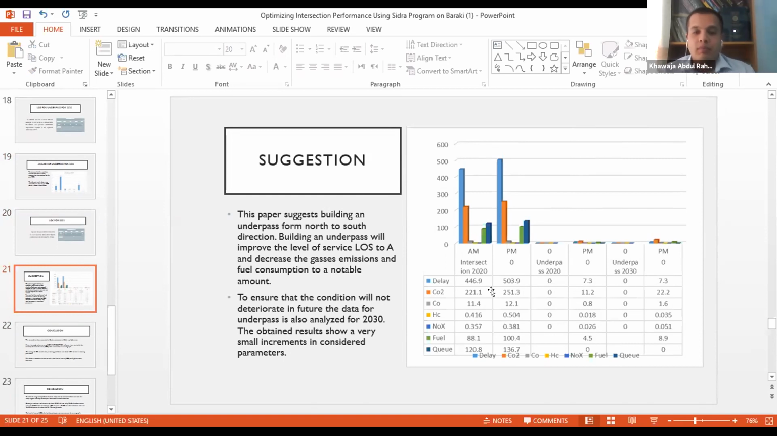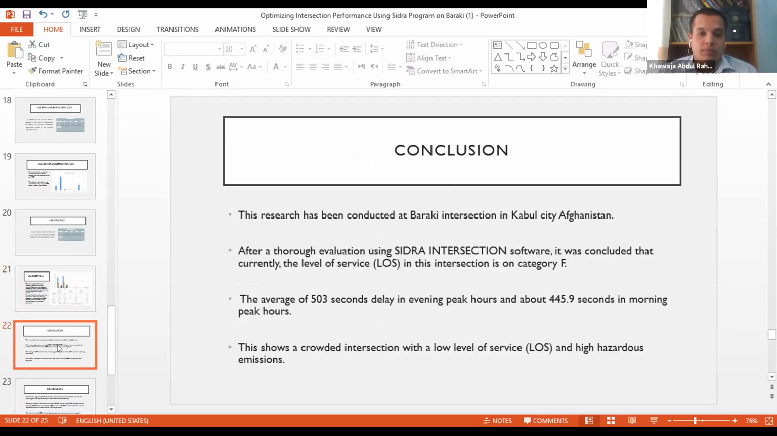For example, in the current intersection, we have about 446.9 seconds delay in the morning and 503.9 seconds in the evening. But by constructing an underpass from north to south, it will decrease to 7.3 seconds, which is a very great achievement for the consumers of the intersection. As well, the other parameters have also been decreased by constructing an underpass from north to south direction.